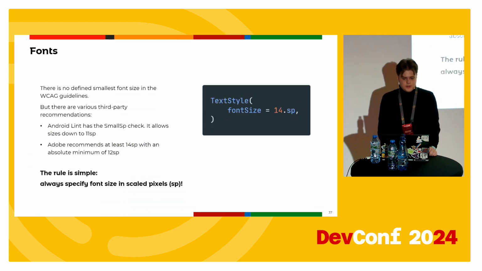There is no defined smallest font size in WCAG guidelines, but there are various third-party recommendations. Android Lint has a small DP check. It allows sizes down to 11 SP. Adobe recommends at least 14 SP with an absolute minimum of 12 SP. The rule is simple: always specify font size in scale pixels.